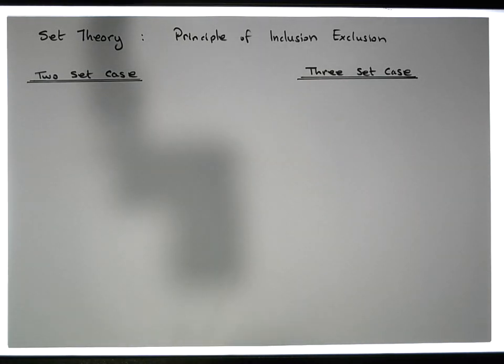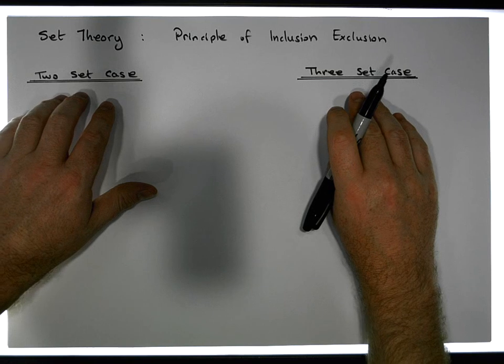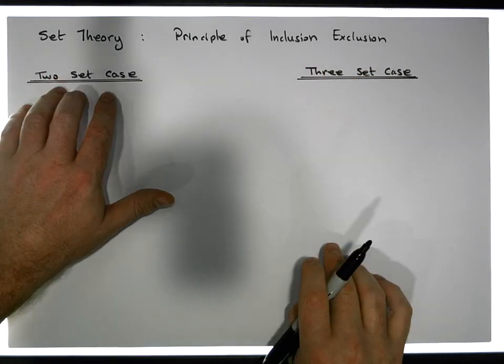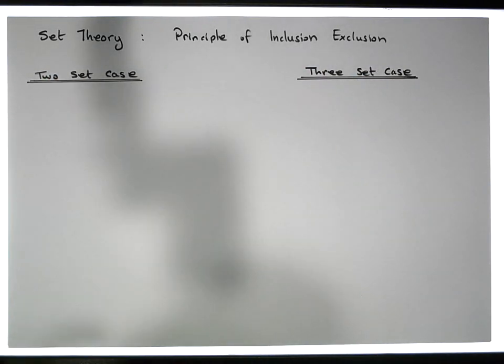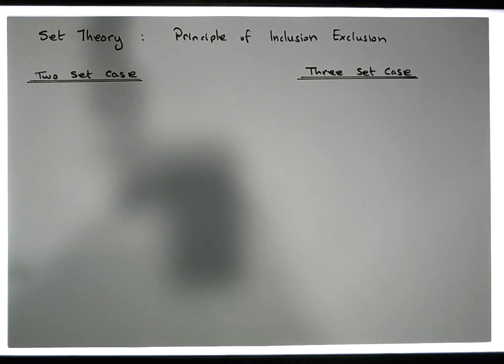I'm going to present two applications of it. I'm going to first present the principle of inclusion exclusion for the 2 set case, and then also for the 3 set case. But let's just concentrate on the 2 set case first of all.